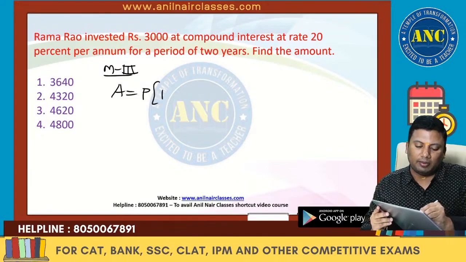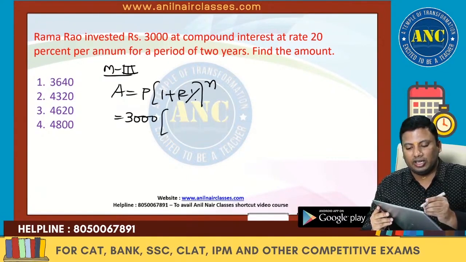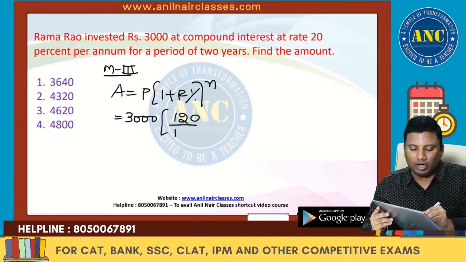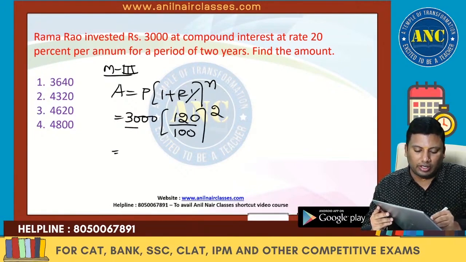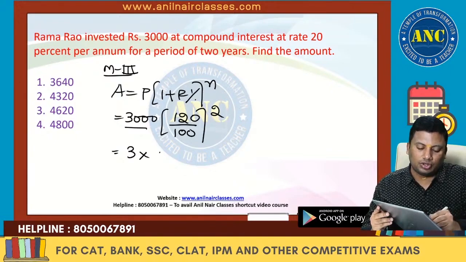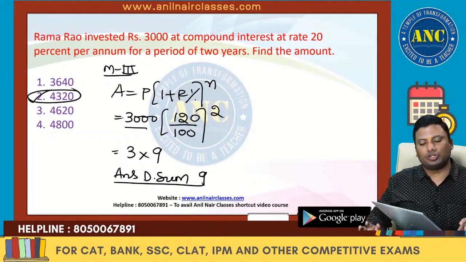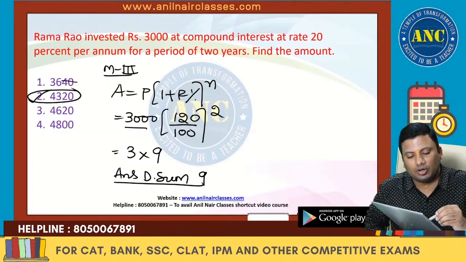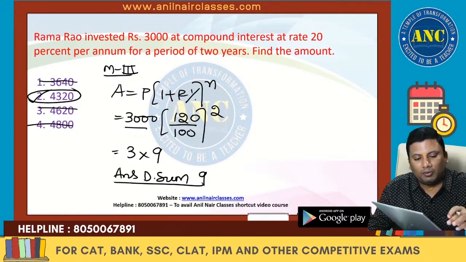Amount is nothing but P into 1 plus R percentage power N. This is 3000 into 120 by 100 power 2. Here you don't need to do it. It is 3. 1 plus 2, 3. 3 square is 9. Answer digital sum should be 9. So answer is 4320. This is not possible. I hope this problem is clear to you.